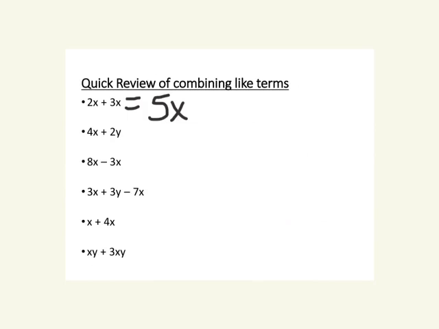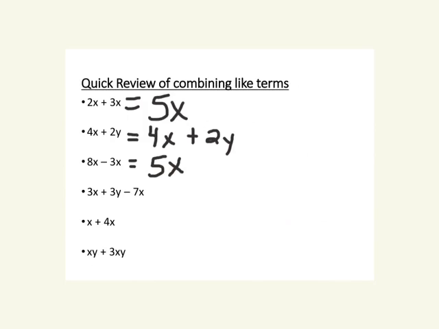4x plus 2y, what do you think that one is? 4x plus 2y. Can't simplify it. 4x and 2y are not like terms, so therefore we cannot combine them by addition and subtraction. So 4x plus 2y is just simply 4x plus 2y. 8x minus 3x. 8x minus 3x is 5x. 8 minus 3 is 5. The variable stays the same.